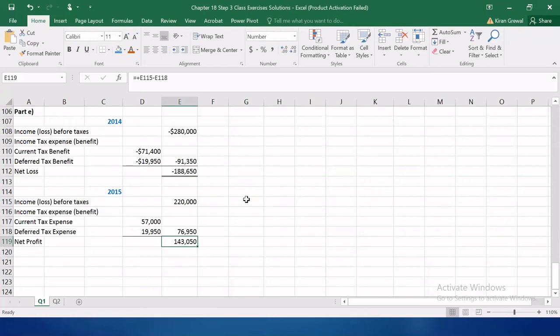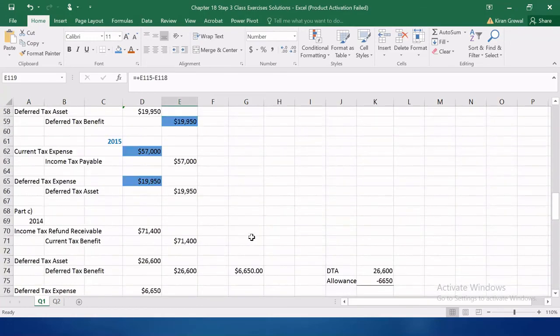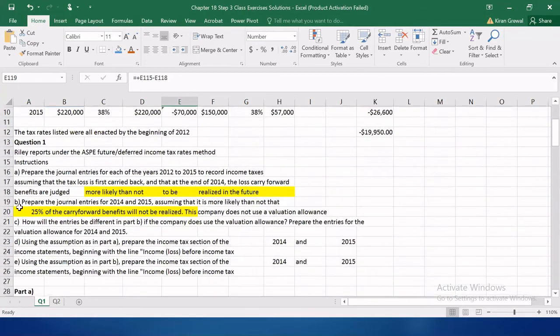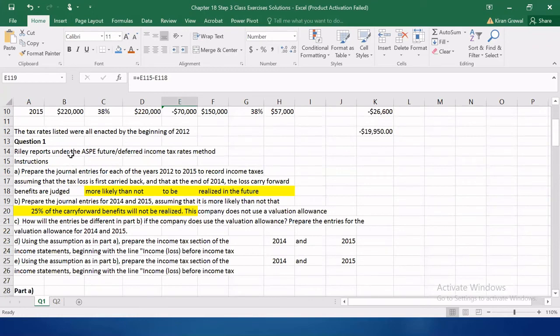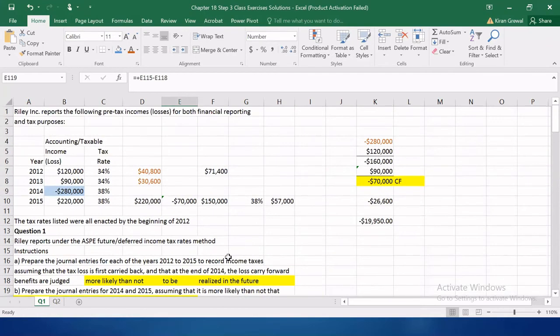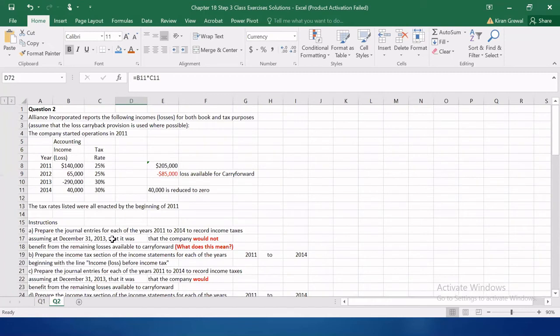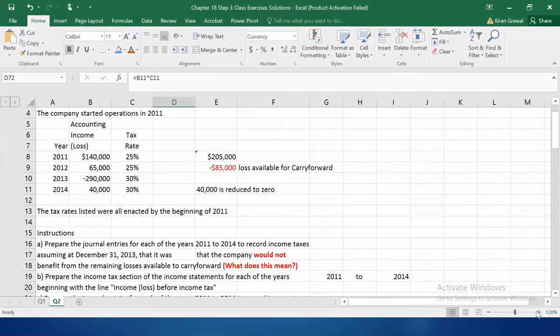All right, so I hope that was a long question, but I hope that makes sense for all the different types of things we have going on here. So let's do another question just to make sure you guys are okay with these journal entries.